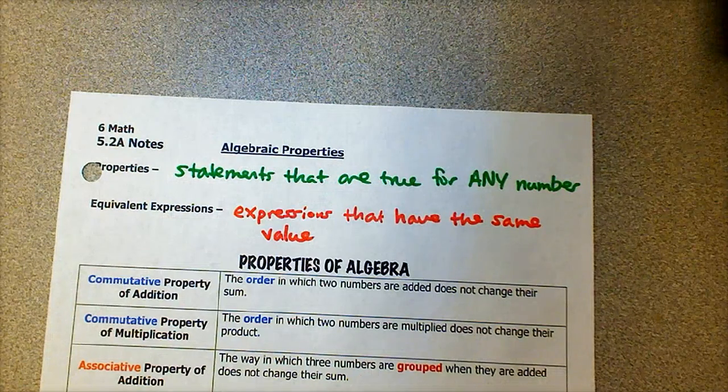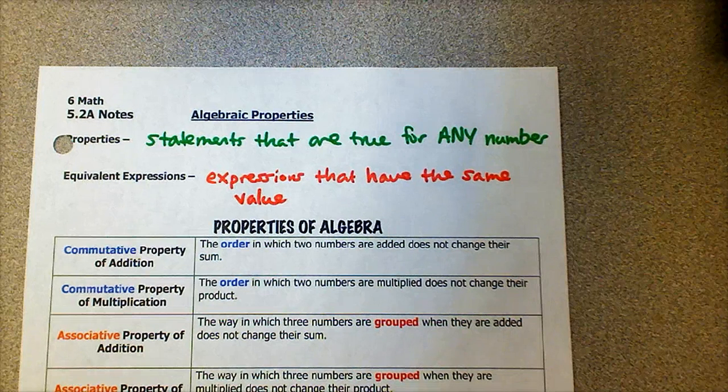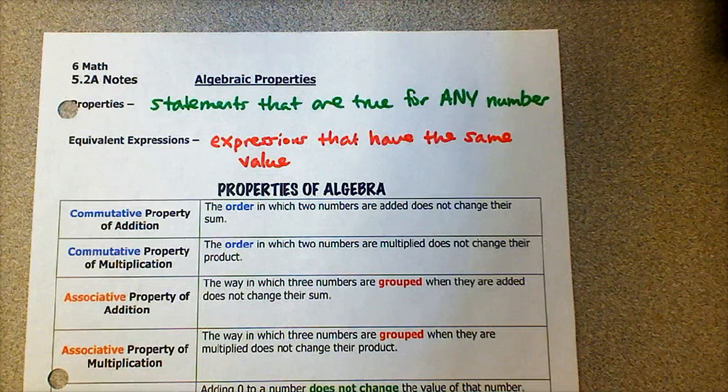Okay, so there are 6 properties below that we're going to talk about in this lesson. The nice part about these is there's only 3 names you really have to know because each of the properties applies to one of 2 operations, either addition or multiplication. Okay, so we're going to start with the commutative property.